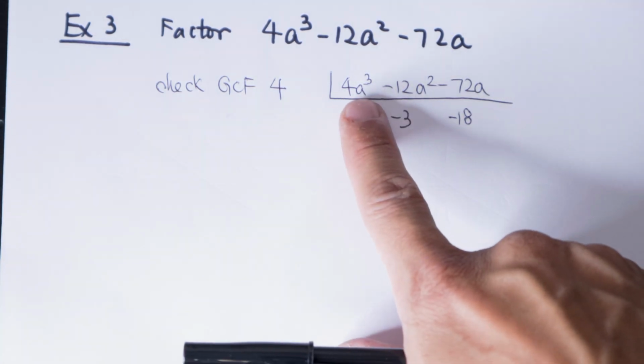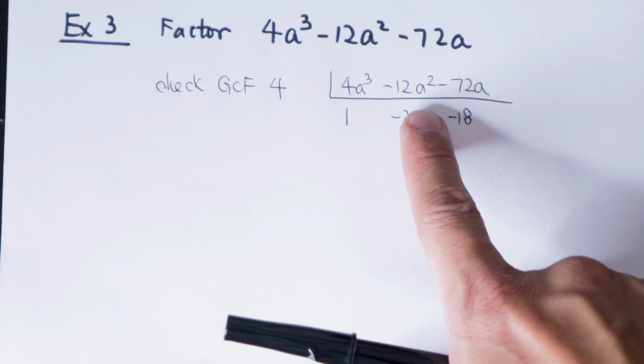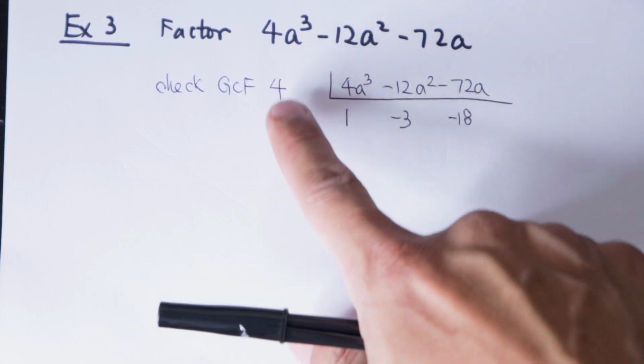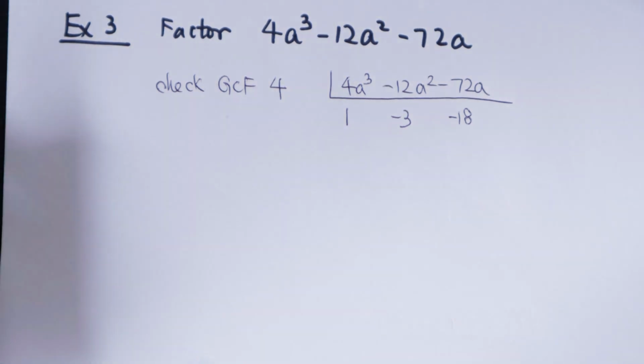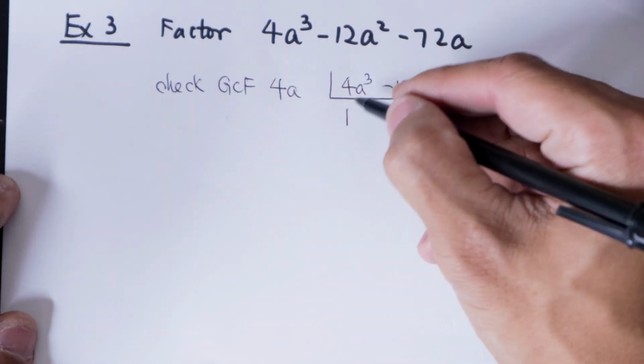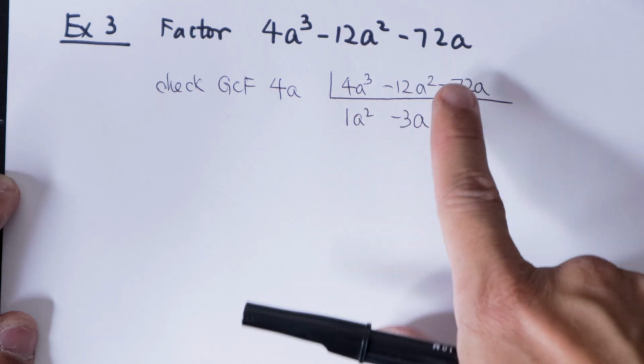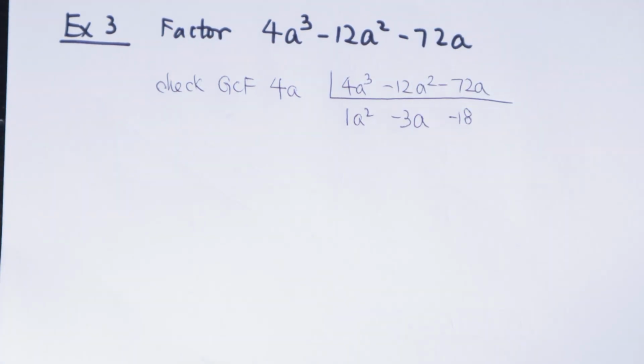Looks like the first term has 3 apples, the second term has 2 apples, and the last term has 1 apple. That means I could take out 1 apple from each of the 3 terms at the same time. So I'm going to take out an apple, so that means the first term has 2 apples left, the second term has 1 apple left, and then the third term has no more apples.